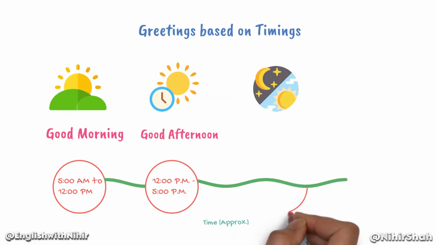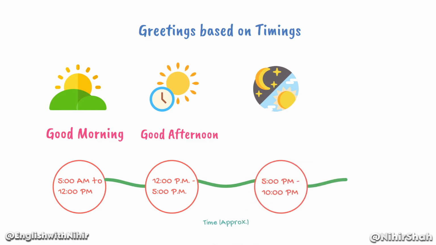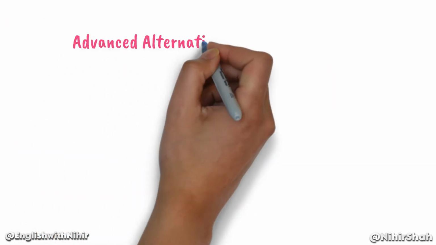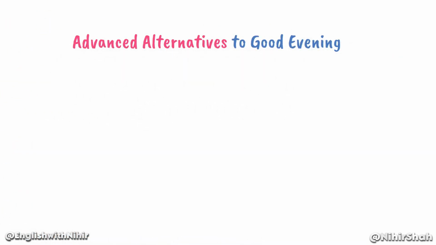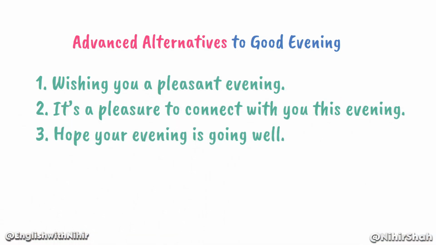For evening, between 5 p.m. to 9 p.m. or 10 p.m., we use good evening. So, good evening is used from sunset until early night. Some advanced alternatives could be wishing you a pleasant evening. It's a pleasure to connect with you this evening. Hope your evening is going well.